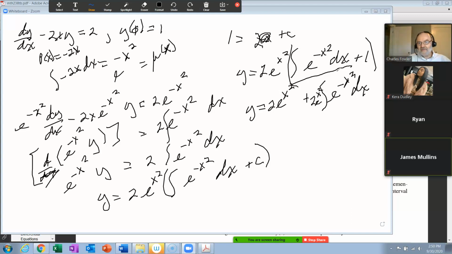No, I'm sorry. I see what happened. This 2 was inside the parentheses, not outside. Okay, so that has it. So y is equal to e to the x squared plus 2e to the x squared times the integral. Now they put the limits on here, 0 to x of e to the minus t squared dt.